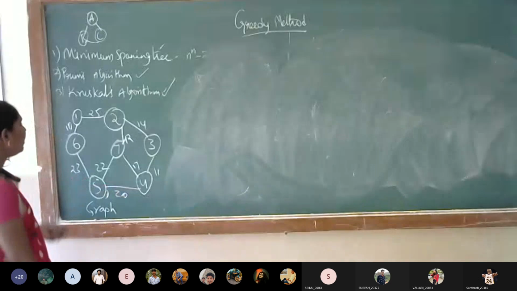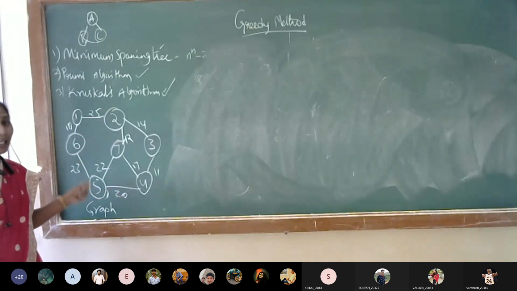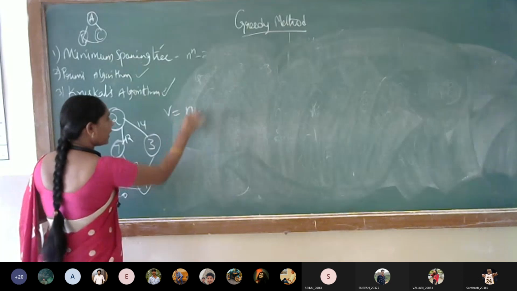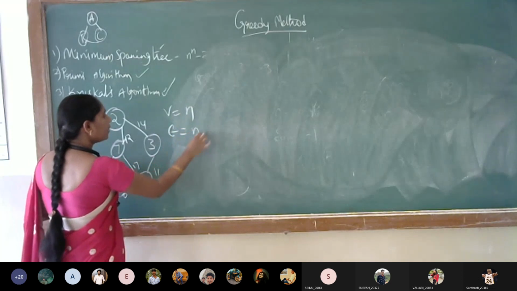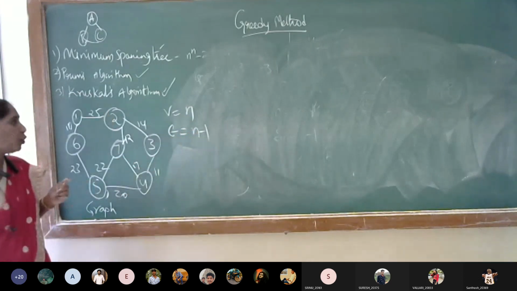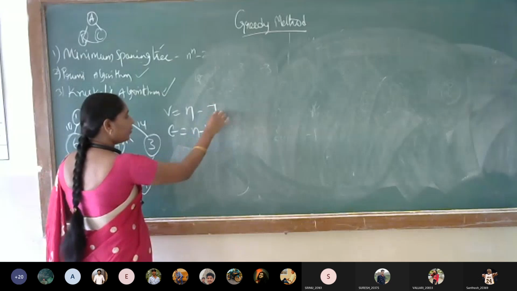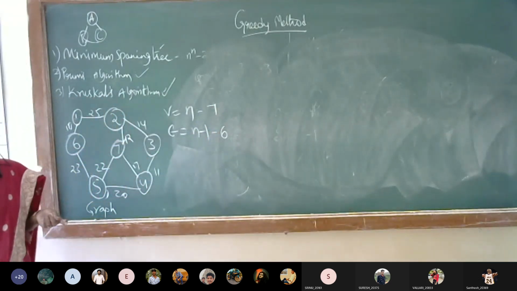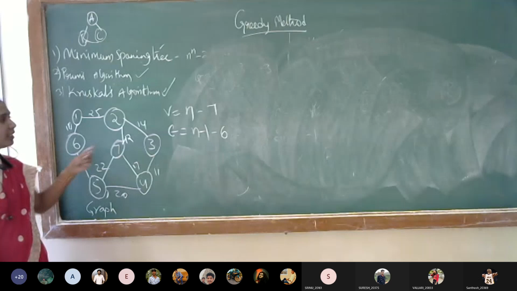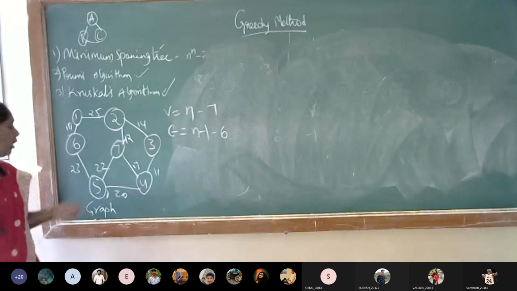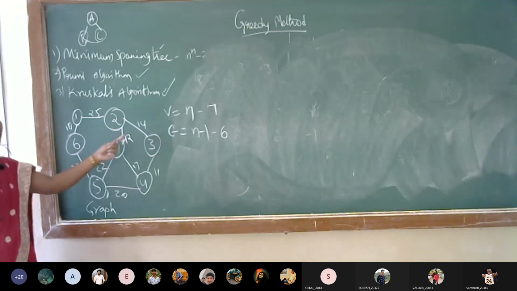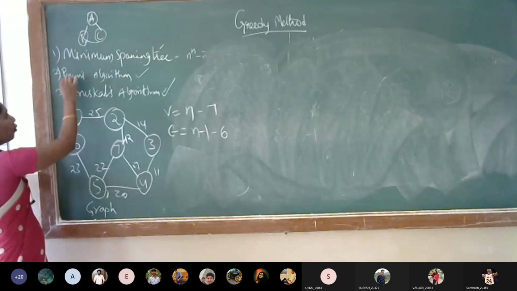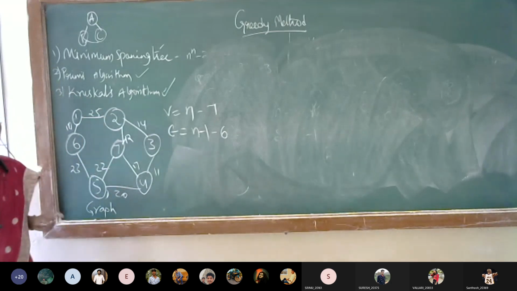So, whenever I am having 9 edges, the condition is that when you are having the vertices as n, the edges you should get as n minus 1. So, if I am having 7 vertices, then I should get 6 edges. So, how we calculate those 6 edges, for this particular graph you have given the cost as well as the vertices. Okay, so first we will go with Prim's algorithm.